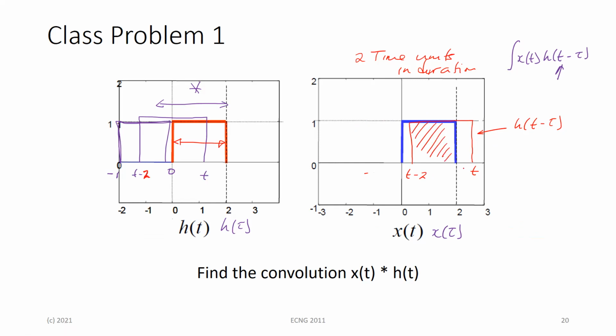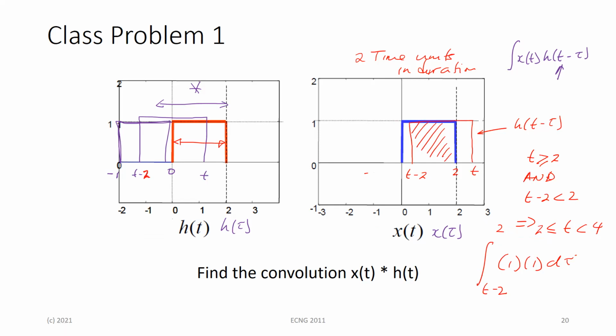First thing you need is to evaluate the zone. This is t greater than or equal to 2 and t minus 2 less than 2, which together gives you t less than 4 and greater than or equal to 2. And the area of overlap is this, so the integral limits will be, the lower limit t minus 2 and upper limit 2, 1 for x, 1 for h(t minus tau), d tau.